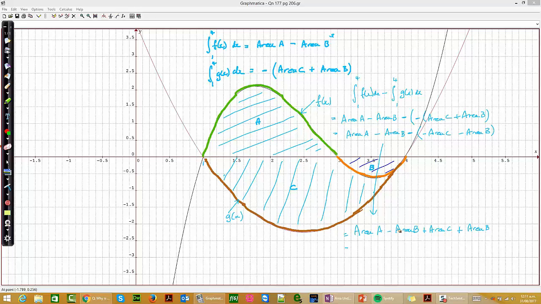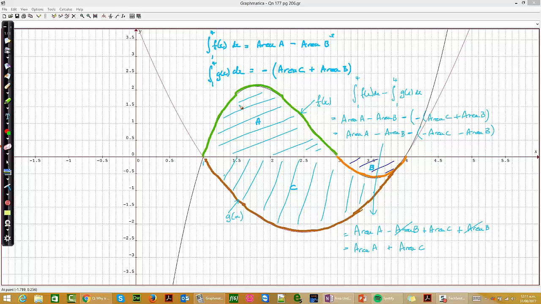Okay, can we simplify this a bit? Well, yes we can. Notice we've got negative area B and positive area B. Well, they're going to cancel, and what we're going to be left with is area A plus area C. So what we've effectively got then is the area that we're after, A plus C without B.